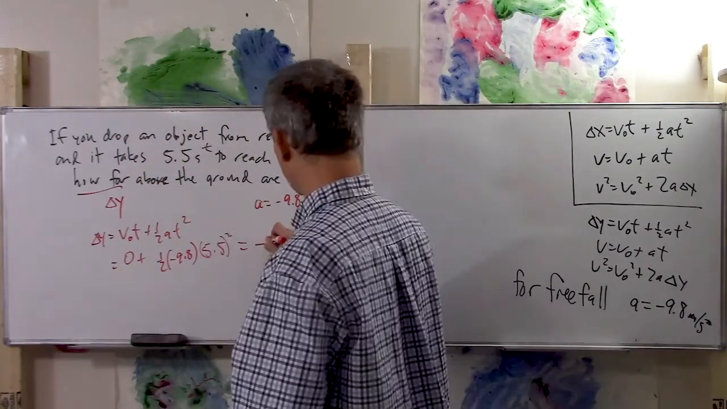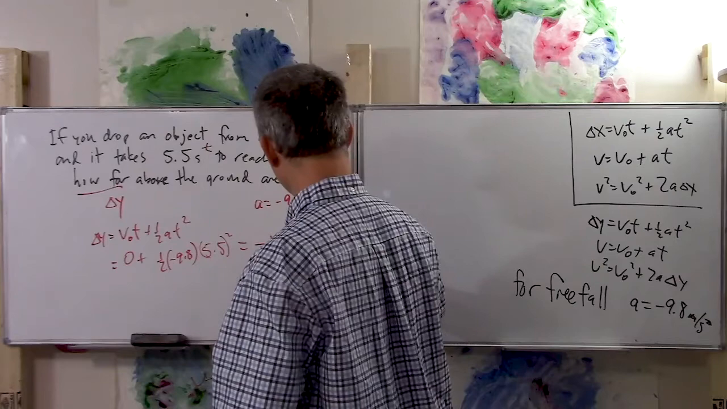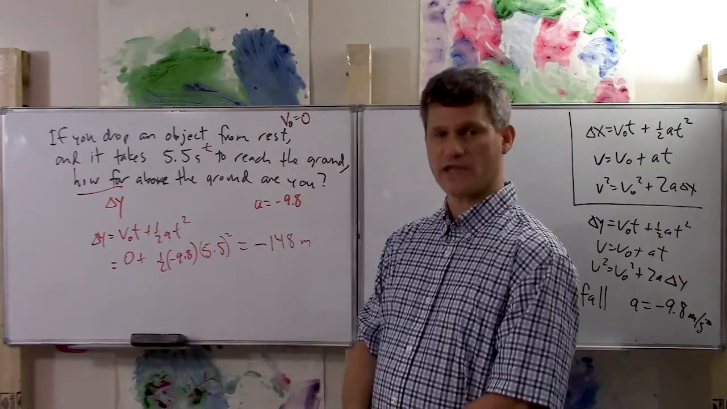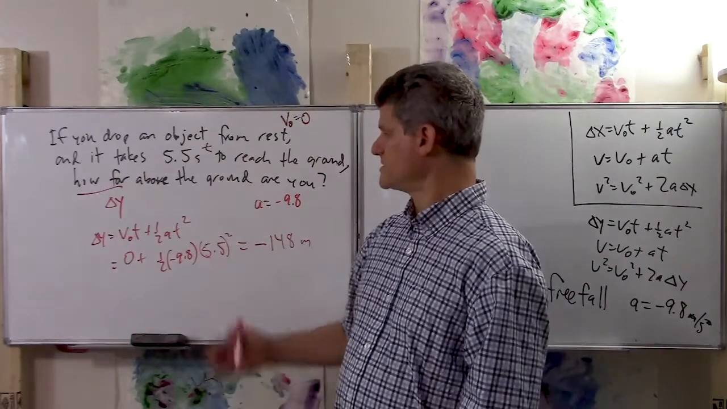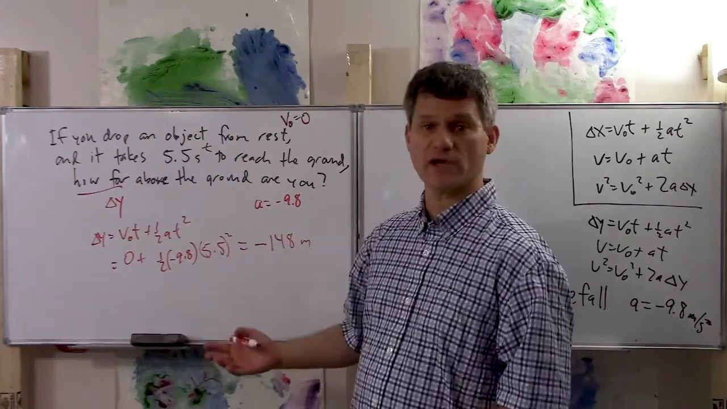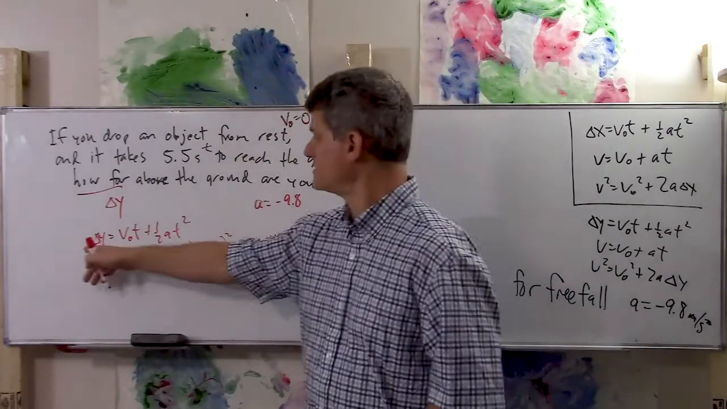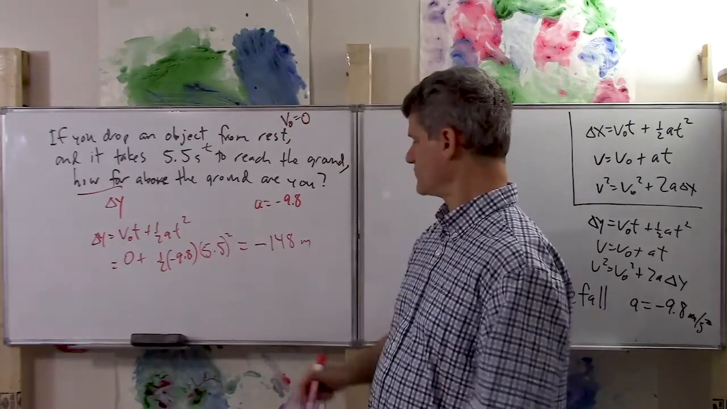And we get negative 148 meters. So why is it negative? Well, delta y is final minus initial. It's basically what the displacement is in the y direction. Since it went down, the displacement should be negative. So that accounts for the negative sign there.